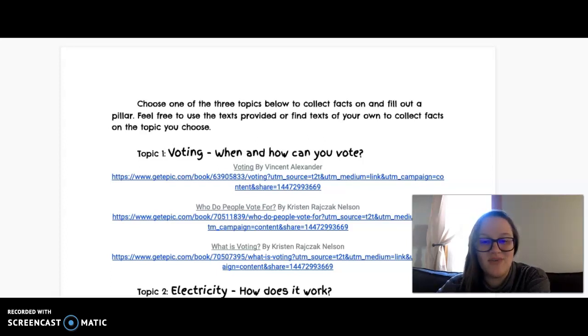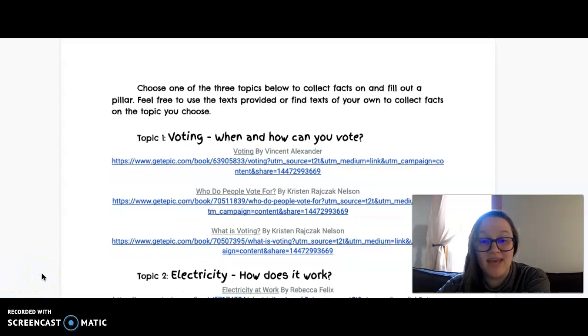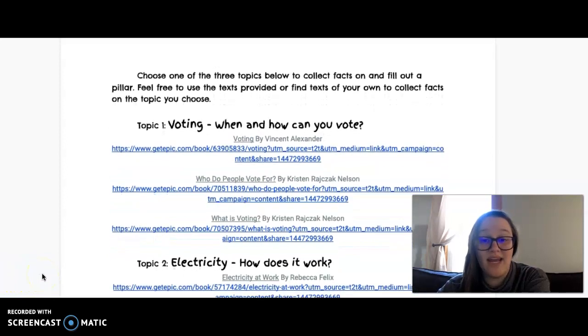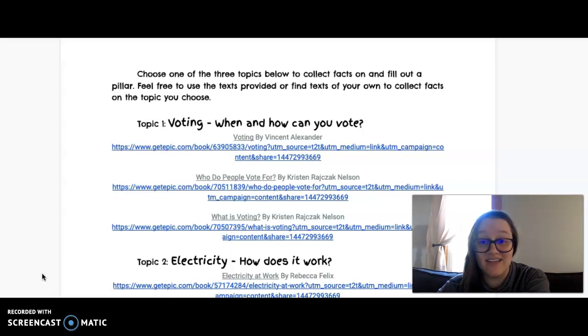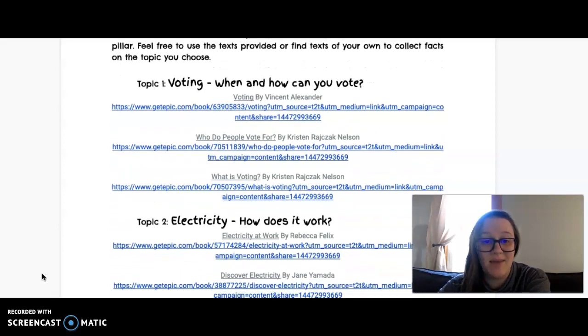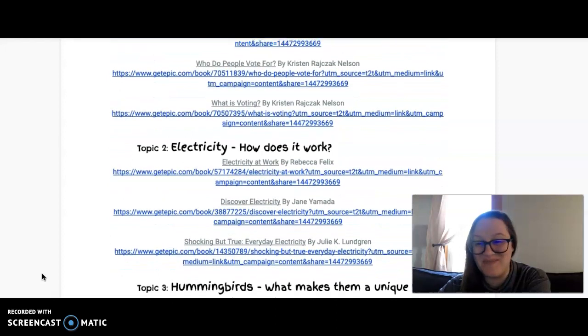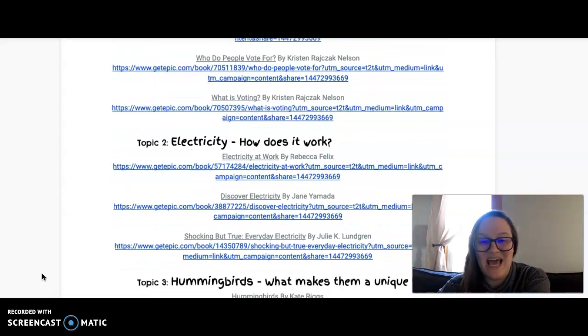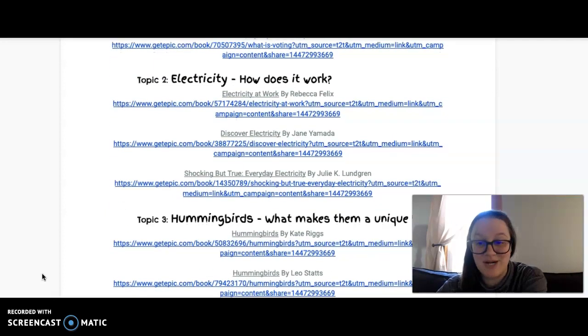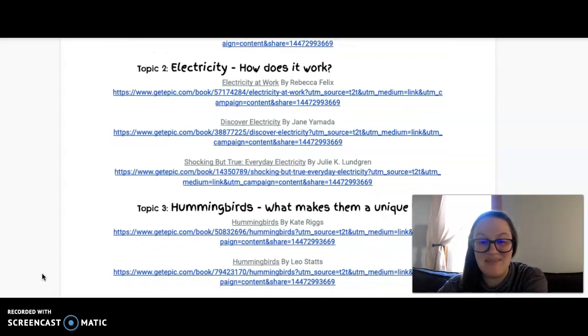So one choice you can make is about voting. You could talk about when and how you can vote or anything else that has to do with voting. Electricity, which is pretty cool if you're into science. You can talk about how it works, or you can choose a different topic that goes with it. Hummingbirds, you can talk about what makes them unique or just about them and teach your readers about that really cool, interesting bird. They're so fun to see and watch.